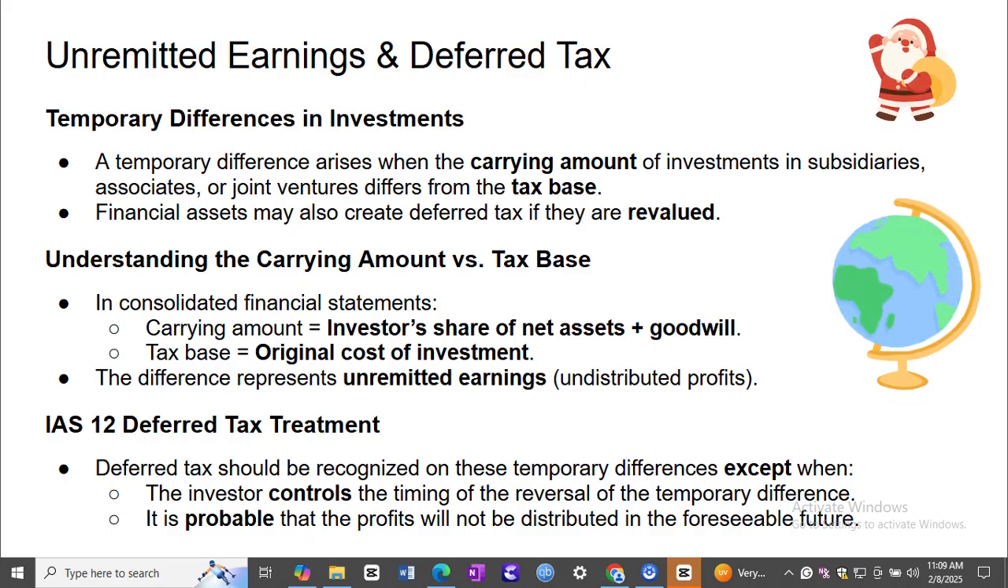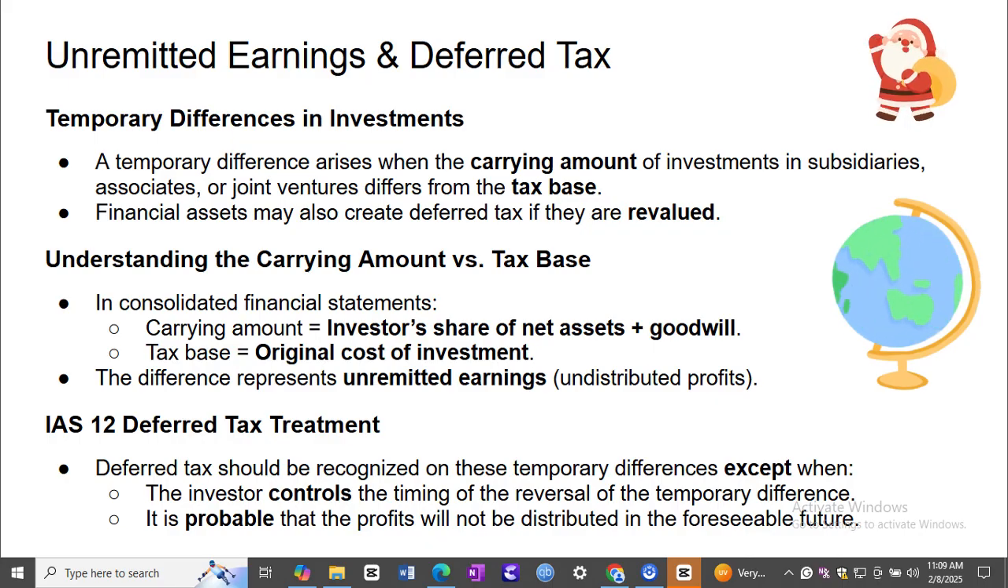In the consolidated financial statements, the investment is typically valued at the investor's share of the investee's net assets, plus any goodwill. That's the carrying amount. And for tax? Tax base is often the original cost of the investment. So if the company you've invested in has been doing well, reinvesting those profits, the carrying amount of your investment is going to be higher than its tax base. You got it. And that difference, that's essentially the unremitted earnings.